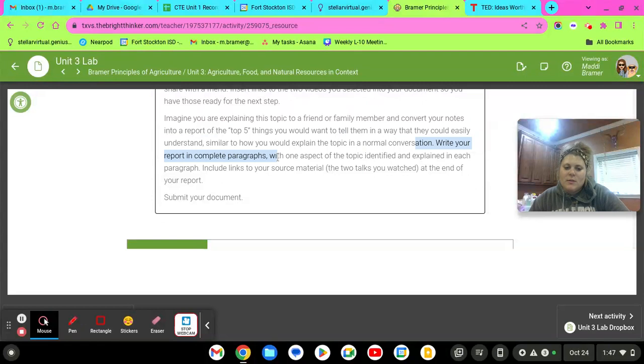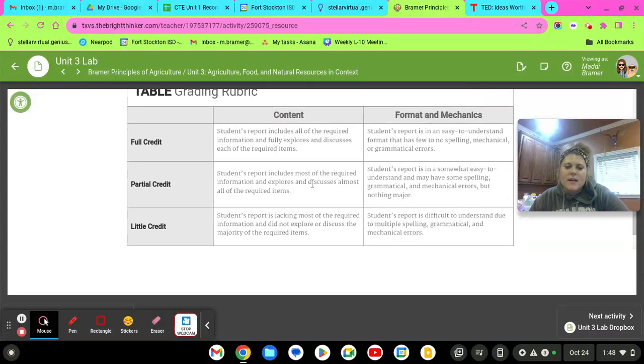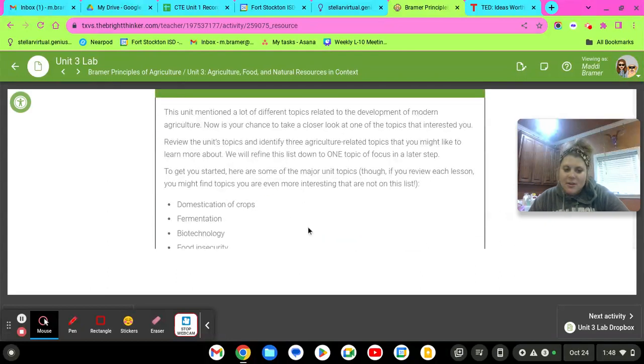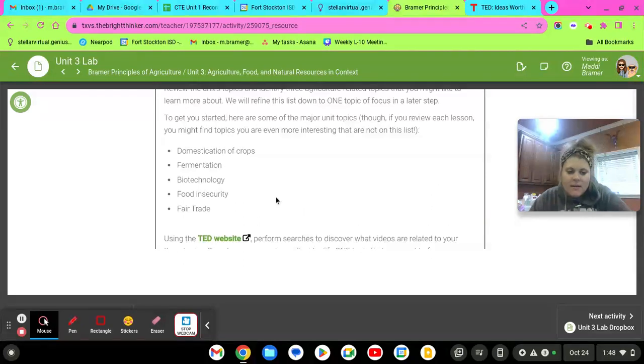You're going to write your report in complete paragraphs. So I'll break it down into 5. You could do the 5 bullet points and talk about those 5 bullet points about each video. So you also need to include your TED Talk, your videos that you watched, and submit your document. Okay, to get full credit, you need to include all the required information, fully explore and discuss each of the required items. So basically, find a TED Talk over an agriculture topic, find two of them, and then tell me the bullet points of that TED Talk.